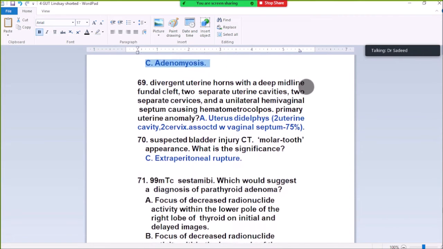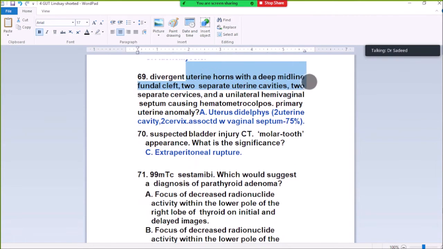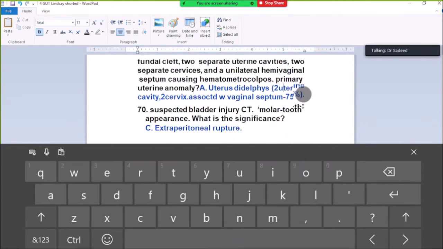69. Divergent uterine horns with a deep midline fundal cleft, two separate uterine cavities, two separate cervices, and a unilateral hemivaginal septum causing hematometrocolpos. The uterine anomaly is uterus didelphys. It has two uterine cavities and two cervices, and is associated with a vaginal septum in 75% of cases. The diagnosis: uterus didelphys.